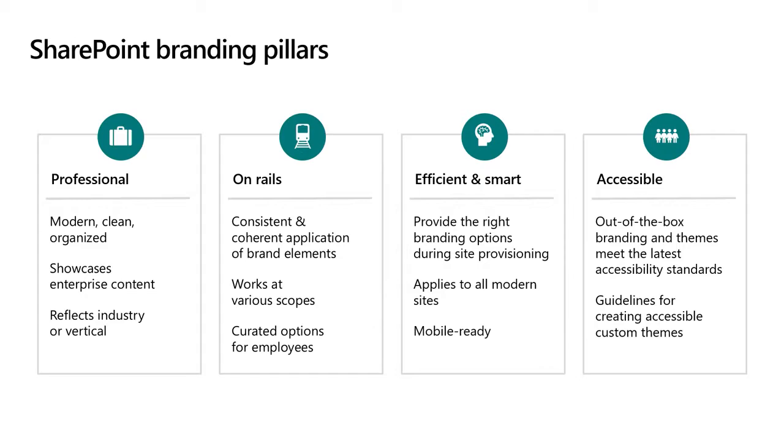All 4 of those core elements are designed with these pillars in mind. This is what we think about based on the feedback that you've given us as customers about what's important to you. The first one being professional, to make sure that we do a great job showing enterprise content, but we also do a great job showing your brand, your vertical, your industry. Things are clean and organized looking so your end users can find what they need. On Rails, which you can think about as consistent application of your brand. This is where governance comes into play for admins.